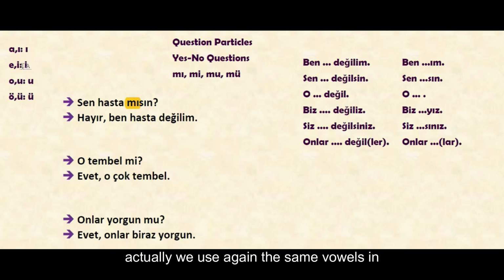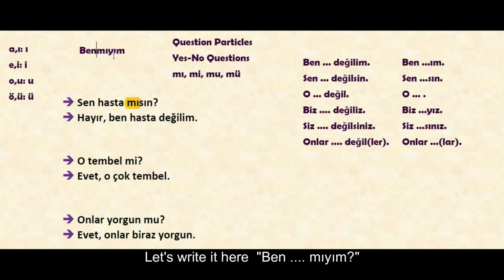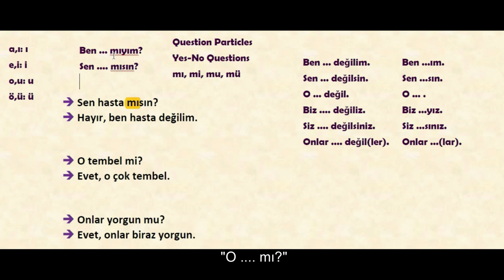After them, actually, we use again the same vowels in this case. That's why we are going on with the same vowel when we add the personal suffix after the question particles. So that's why it would be like ben, mıyım. Let's write it here. Ben, blah blah, mıyım. Sen, blah blah, mısın. O, blah blah, mı. Biz, blah blah, mıyız. Siz, blah blah, mısınız.